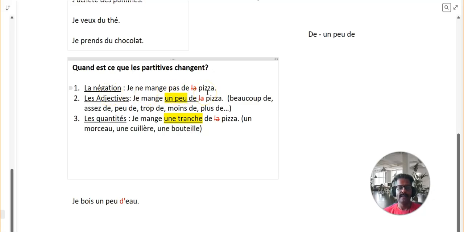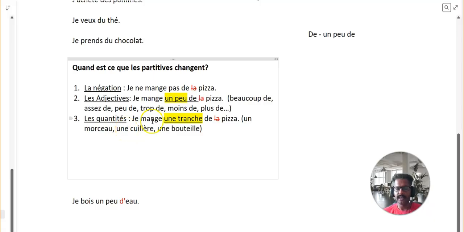Second scenario is adjectives of quantity. We have certain expressions like un peu de means a little bit, beaucoup de means a lot, assez de means enough, peu de means a small quantity, trop de means too much, moins de means less, plus de means more. When I'm using these, I do not use the article either. So that's another scenario when partitives change. Je mange un peu de pizza.